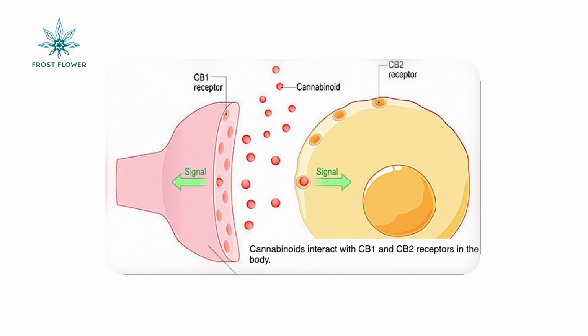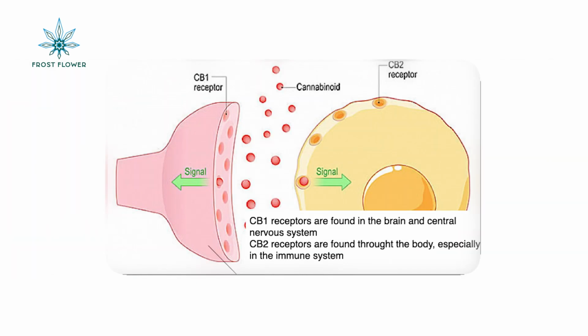When the cannabinoids are in your body, they interact with the receptors in your cells and produce different effects, which we'll talk about. The CB1 receptors are found mainly in your brain and in your nervous system, while the CB2 receptors are found mainly in the immune system.